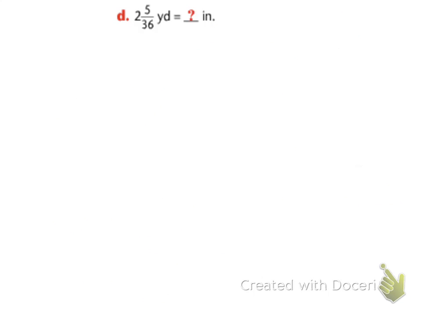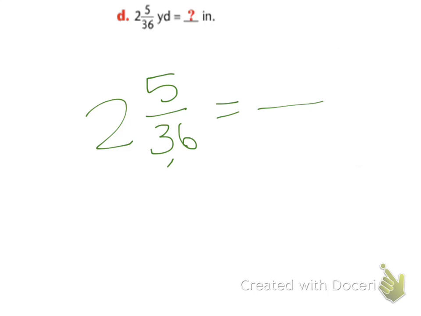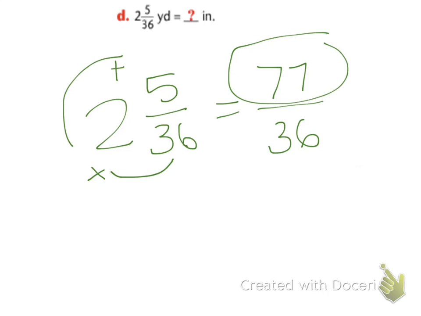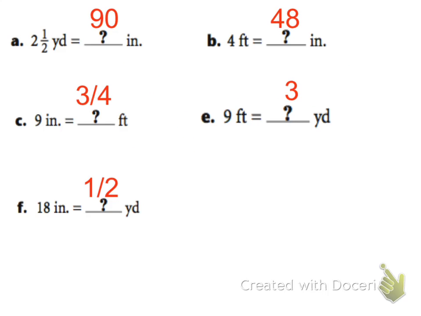Another way to think about it, turn that into an improper fraction. 36 times 2 plus 5 is 77/36. And again, this is my final answer, 77 inches. Just another quick, easy way to do it. Oh, I just gave you the answers.